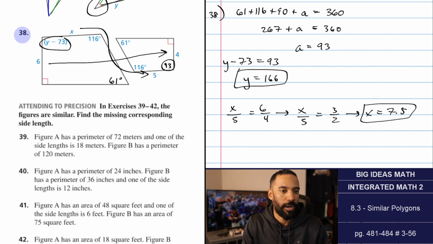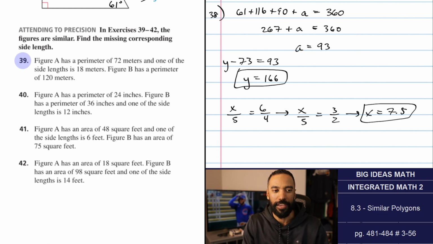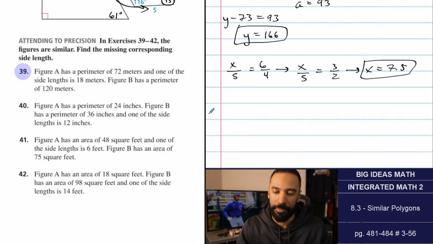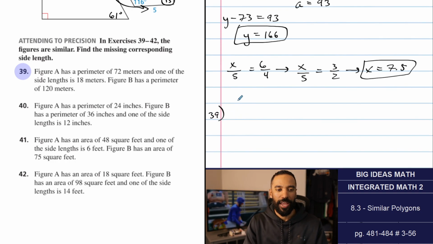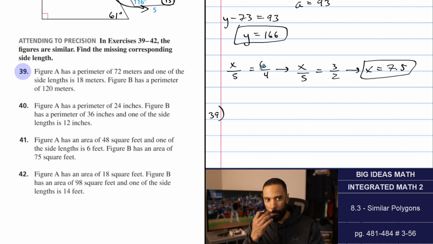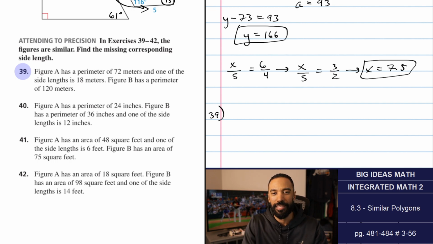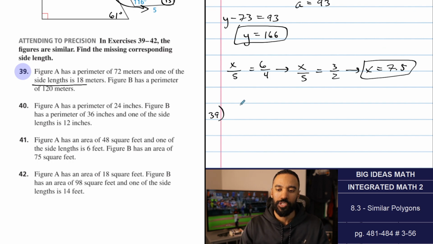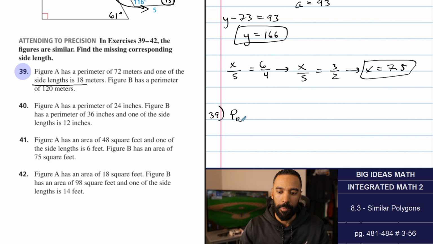Okay, let's go to numbers 39 to 42, and let's attend to precision. The figures are similar, and we've got to find the missing corresponding side length. So on number 39, we have figure A with a perimeter of 72 meters, and one of the side lengths is 18. Figure B is a perimeter of 120 meters. We've got to find the side length that corresponds in figure A with figure B, knowing the perimeters. So the perimeter ratio, comparing A to B or B to A, I don't care which.